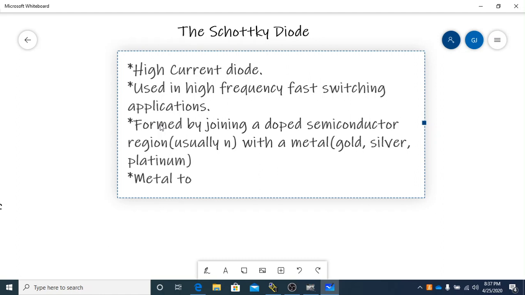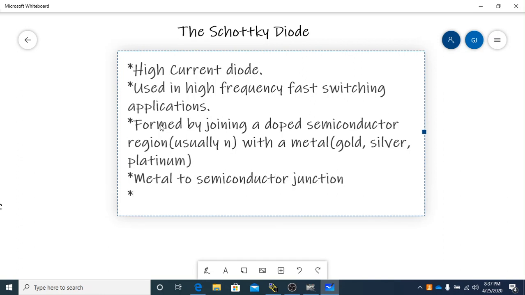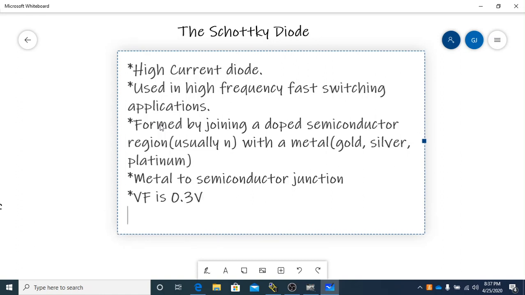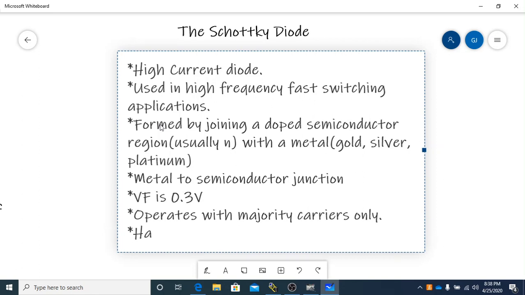It has a metal to semiconductor junction. VF, the forward biasing voltage, is 0.3. It operates with majority carriers only, and it has no leakage current.